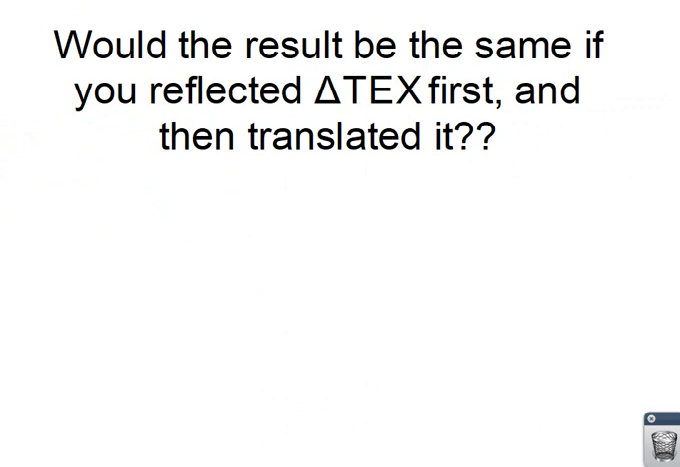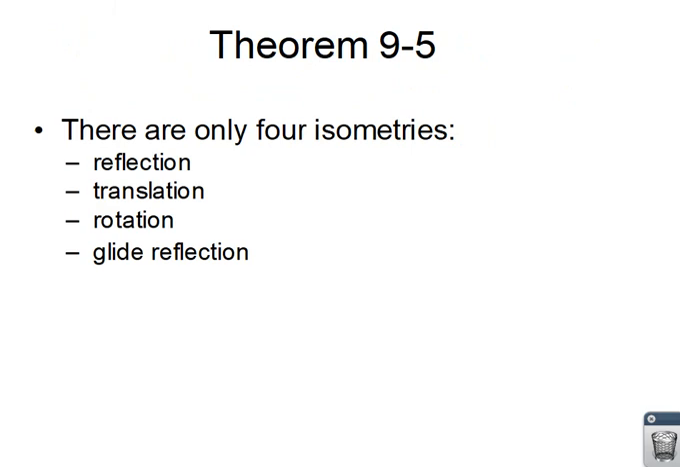Alright, so the question is, would the result be the same if you reflected first and then translated it? So go back and look at your shapes, and I'll ask the question, you can give me your response. And then this is probably a big one. This is probably going to be on your next test. I can almost guarantee it. There are only 4 isometries: a reflection, translation, rotation, and glide reflection. Dilations are not an isometry because they change size. Therefore, the pre-image and the image are not congruent for those. Okay? These 4 are the only ones that keep the same size, same shape.